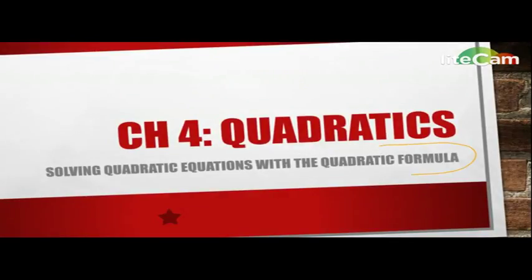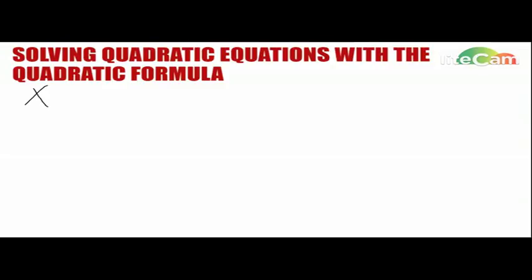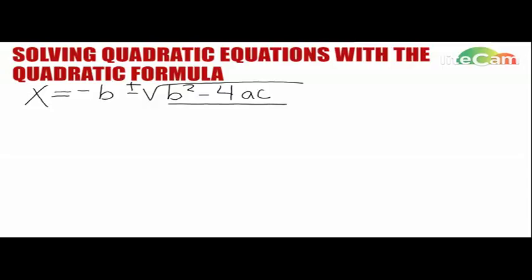Today we're going to use the quadratic formula to determine how many solutions we will have, or how many times the parabola is going to cross the x-axis. We're going to use the quadratic formula, negative b plus or minus the square root of b squared minus 4ac, all over 2a.